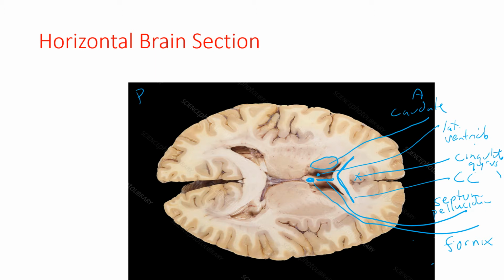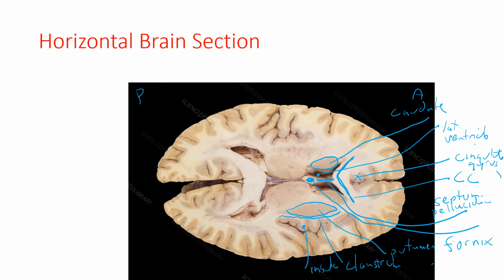Then we identify this kind of triangular shaped area of gray matter, and that is the putamen. Then if you look carefully, you can see this little area of gray matter, this kind of gray line. That is going to be the claustrum. And then finally, lateral to that is the insula.